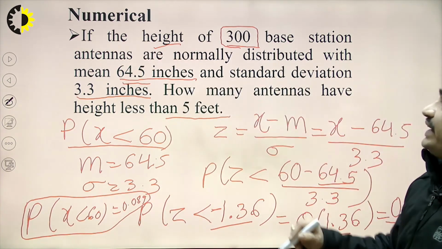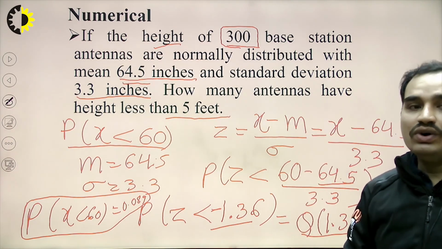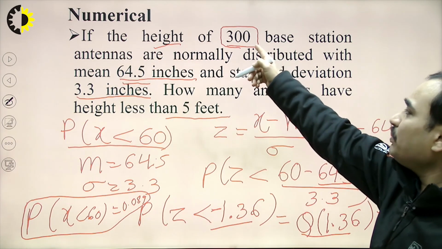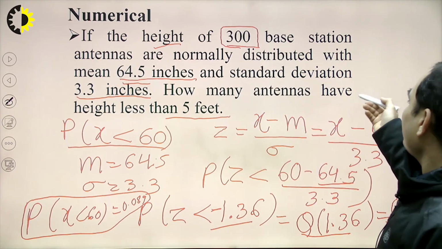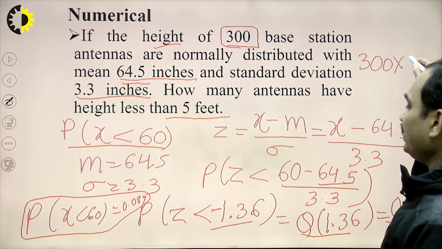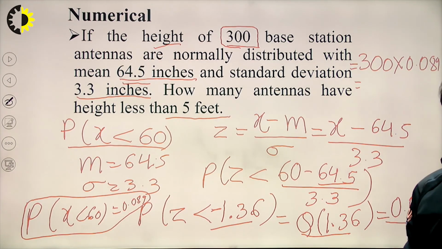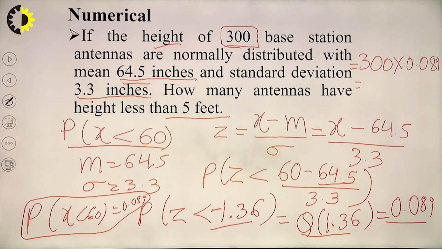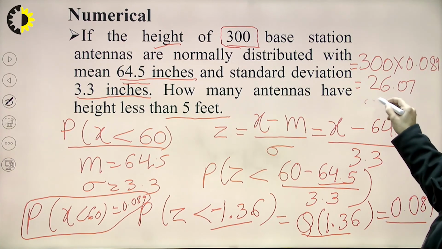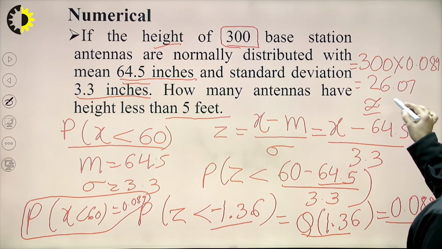So what do we have to find? We have to find how many antennas have a height less than 5 feet. For that, we have to multiply the probability with the total number. The total number is 300. So 300 multiplied by the probability, 0.089. If you solve this, how many antennas will there be? It is approximately 26.07. So we can approximate it, and the number of antennas having this height is equal to 26.